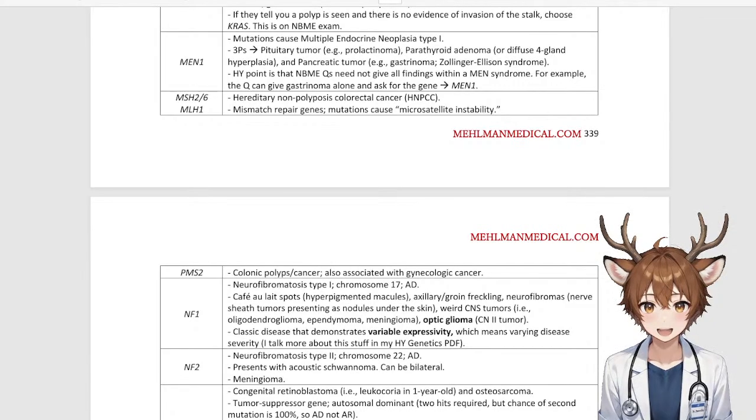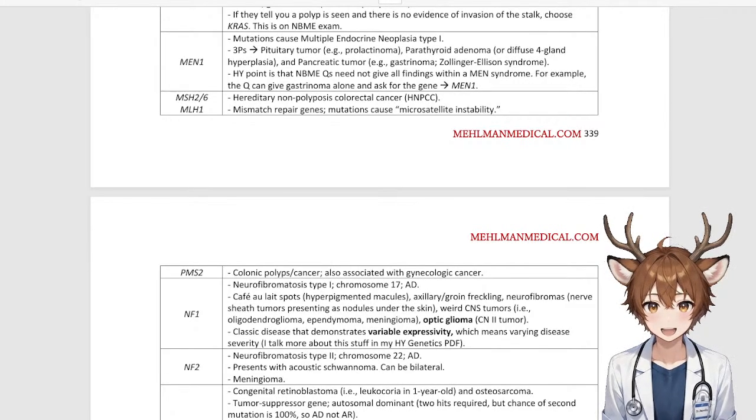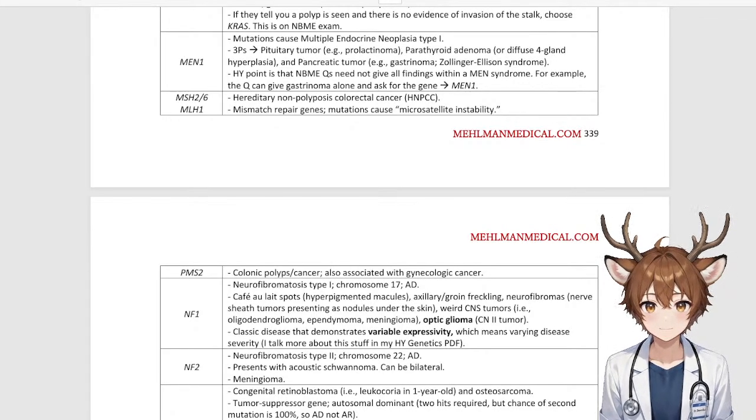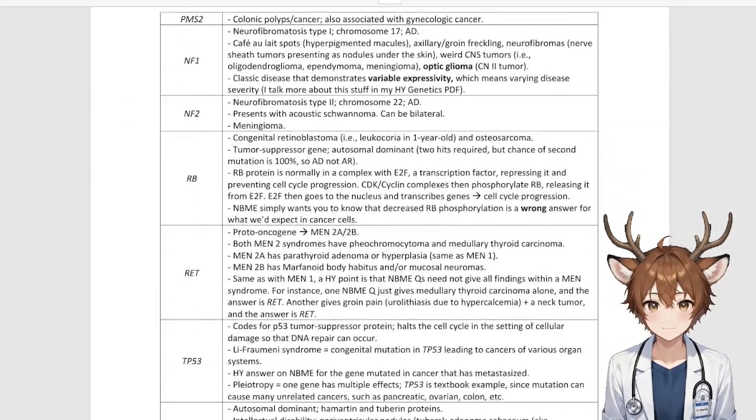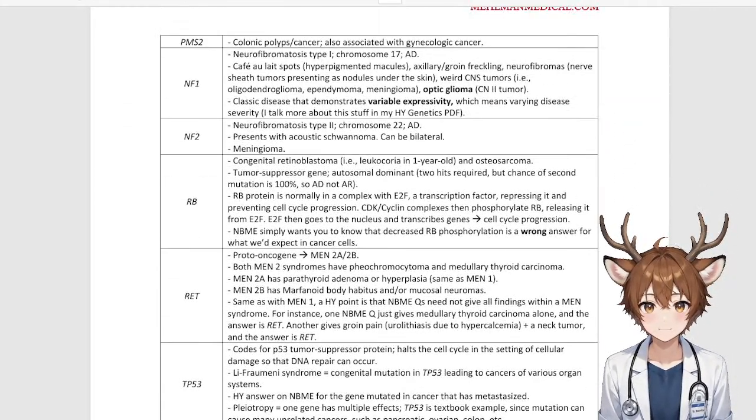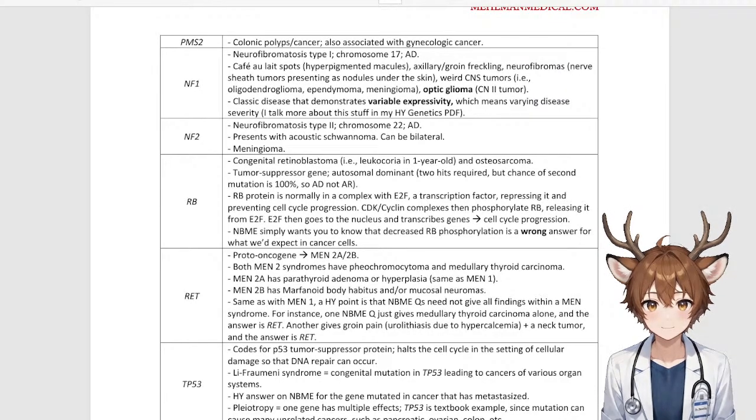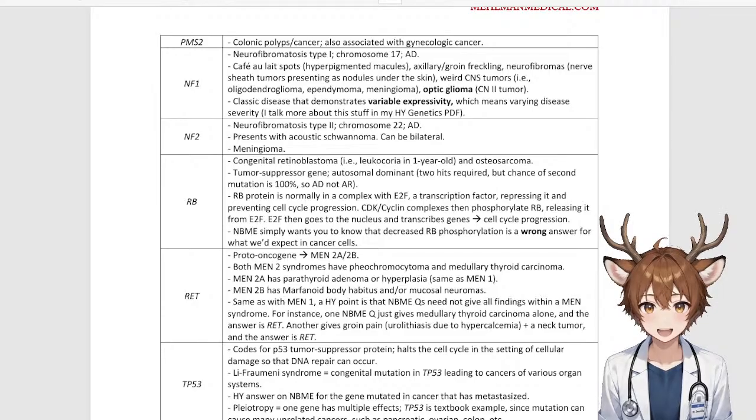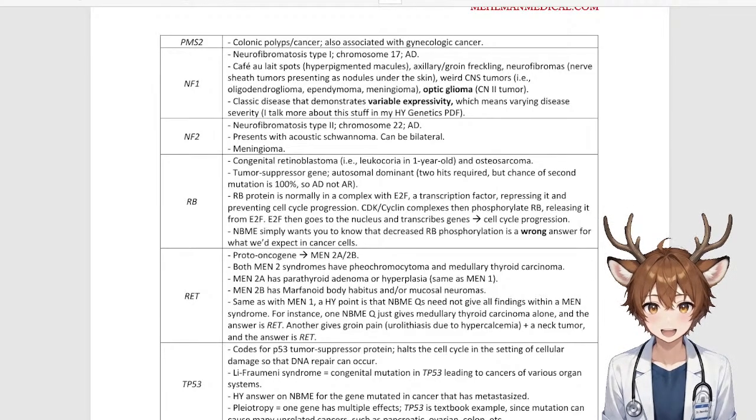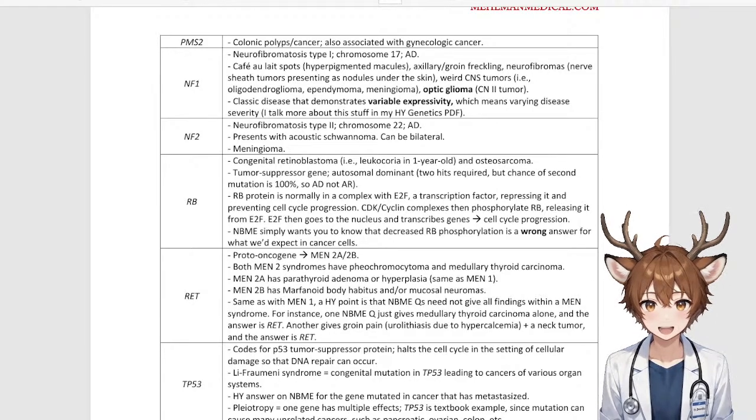MSH2/6, MLH1. Hereditary non-polyposis colorectal cancer, HNPCC. Mismatch repair genes, mutations cause microsatellite instability. Let us continue. Okay, PMS2, colonic polyp/cancer, also associated with gynecologic cancer.